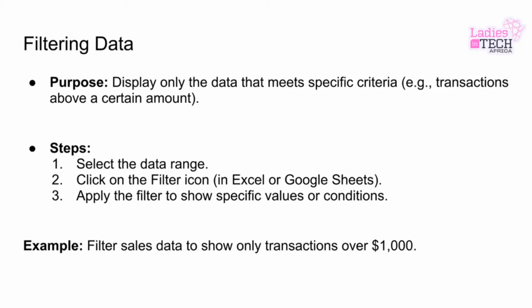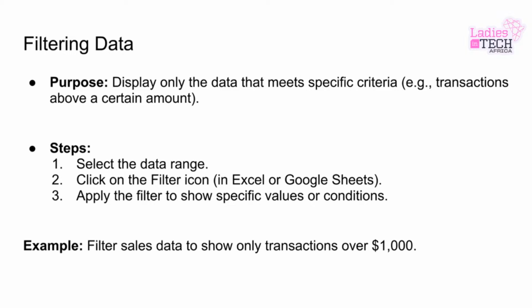Filtering data, first of all, the purpose is that you display only the data that meets specific criteria, which was what I did yesterday. If I wanted us to see data that were more than 3,000, that's what I did, and it showed us. This is just the steps: click on the filter icon and apply the filter to show the specific values and conditions.